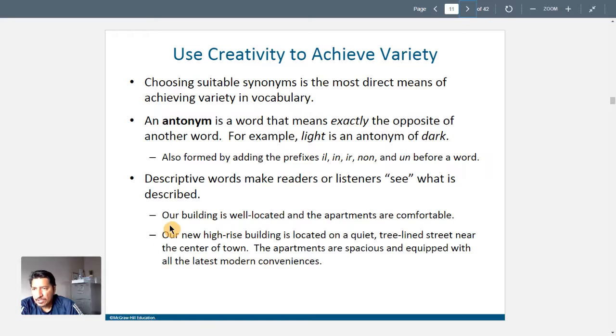Now, for example: our building is well located and the apartments are comfortable. Our new high-rise building is located on a quiet, tree-lined street near the center of town. The apartments are spacious and equipped with all the latest modern conveniences. So see, there are two sentences where you conveyed a similar message, but the first one is easy to convey, having fewer words, whereas the other one is more descriptive. So you have to be creative in order to write your words.